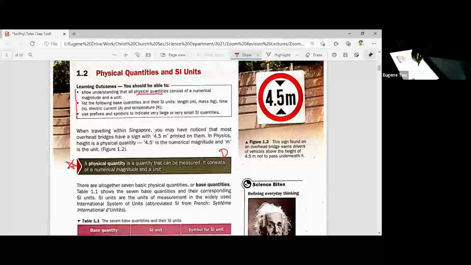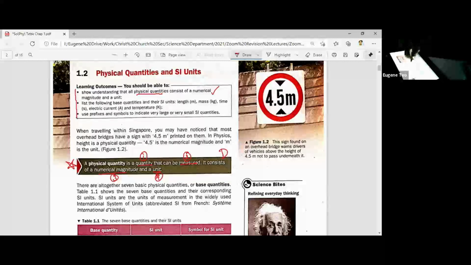So a physical quantity is a quantity, and do take note, people tend to miss out this word, that can be measured. It consists of a numerical magnitude, which means that it consists of a number, and it must have a unit. So a physical quantity is a quantity that can be measured. Things that can't be measured are not physical quantities. So do take note of that. So I've covered the first one, which is purely a definition. A lot of things that you are learning in terms of length, area, speed, all these are physical quantities.